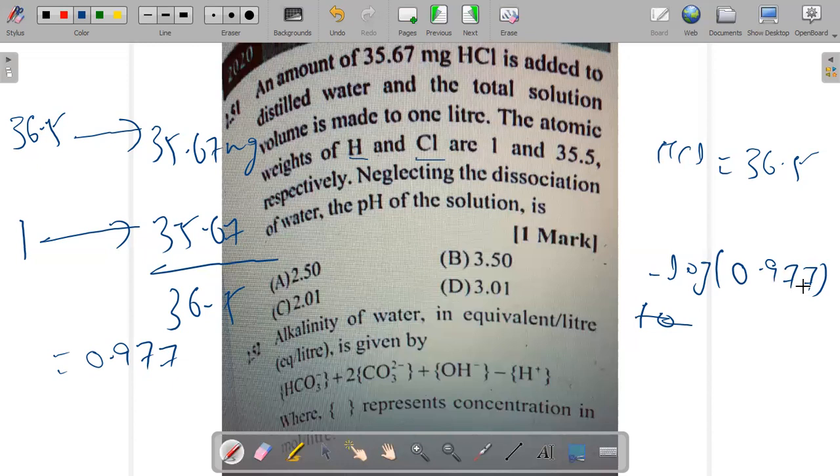0.977. We need to solve this by taking its log, value, and you'll get your answer. Okay. Yeah. Give me a second. Let me calculate this. Give me a second.